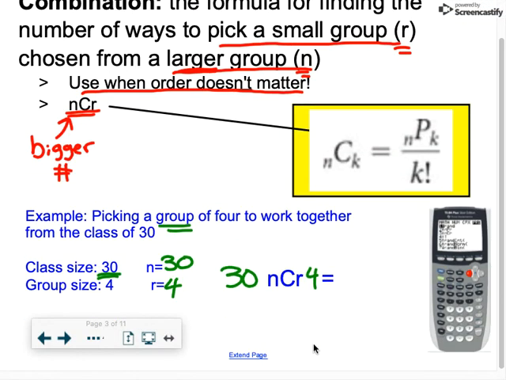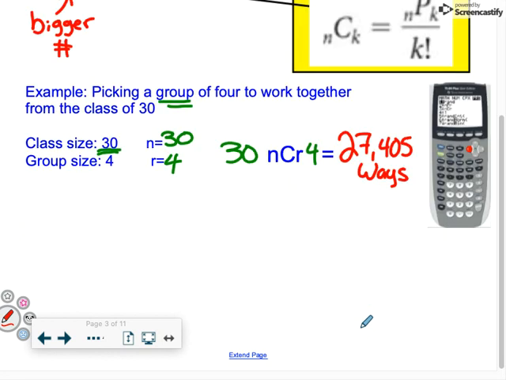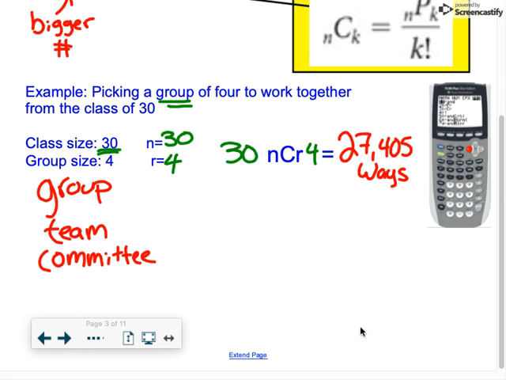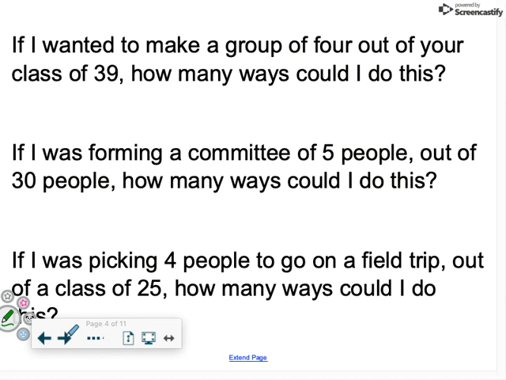So again, that was 27,405 ways. And like I was talking about before, if you see the word group, or team, or maybe the word committee, those might be great ones to look for that tell you, okay, I'm doing a combination problem here.